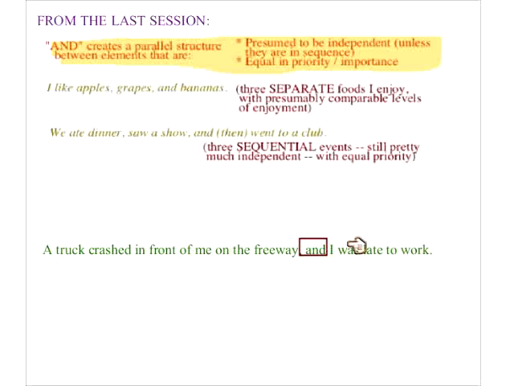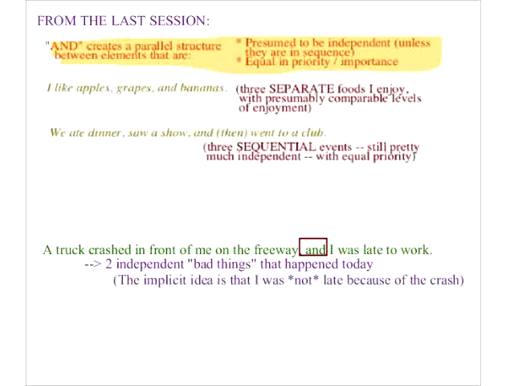Yeah, they're two independent ideas, right? Two bad things that happen, exactly. So, according to this sentence that's right here, these would be independent of each other. So two independent bad things that happened today. And presumably I was not late because of the crash. Like, the implicit idea here is that I was not late because of the crash. There's no cause and effect hypothesized.